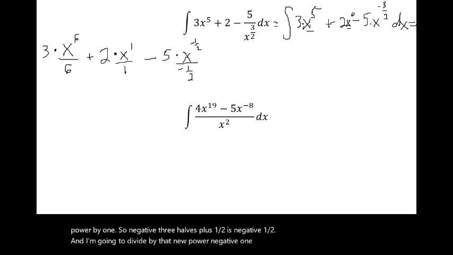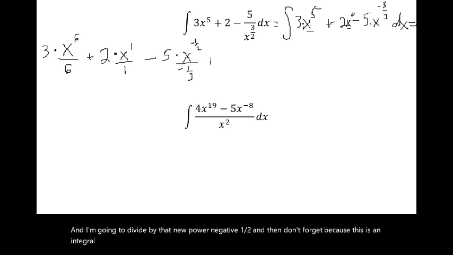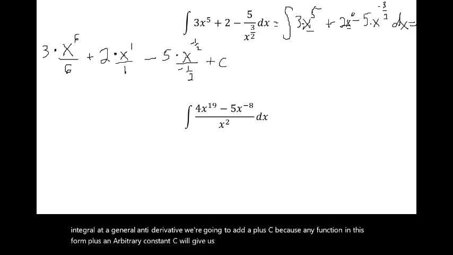And then don't forget, because this is an integral, a general antiderivative, we're going to add a plus c, because any function in this form plus an arbitrary constant c will give us all the same derivative.